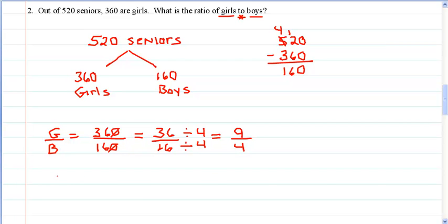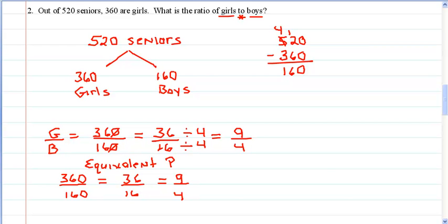And one thing I'd like to mention is that we had three fractions in this example. We had 360 over 160, then we canceled the zeros and wrote 36 out of 16, and then reduced that fraction to 9 over 4. All of these fractions here represent equivalent ratios. So to write this answer, we can write 9 over 4, 9 to 4, or 9 to 4 using the colon as a symbol.